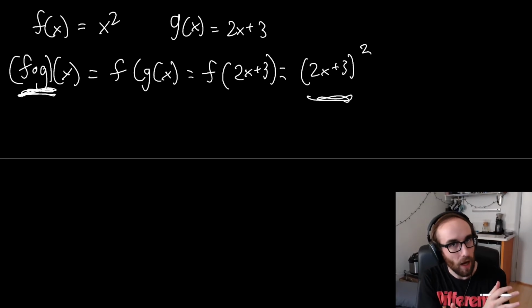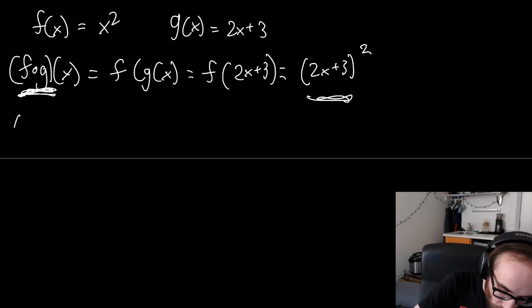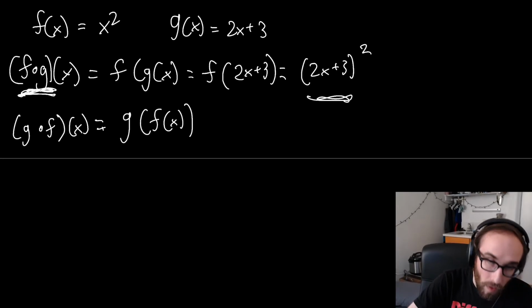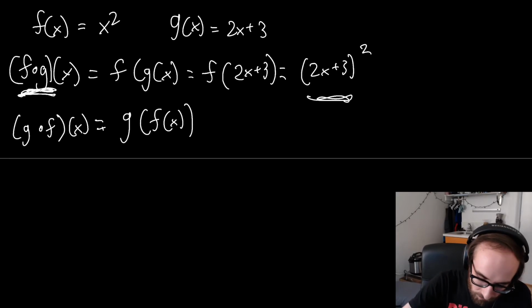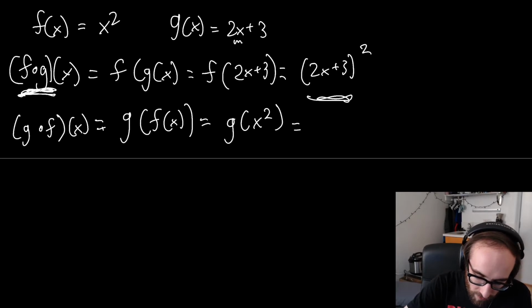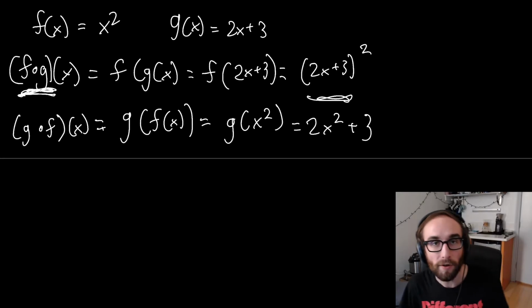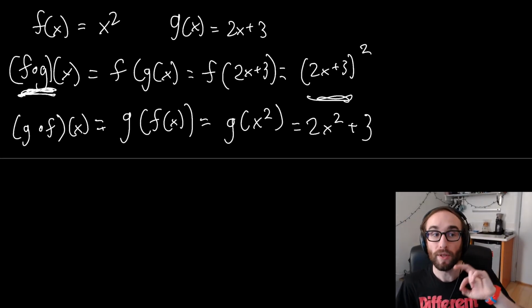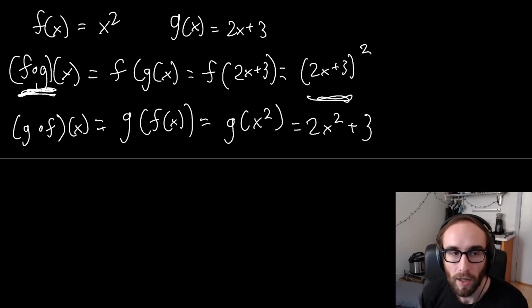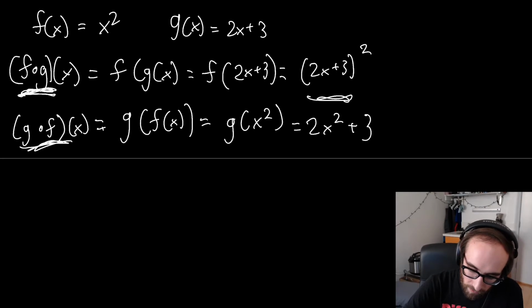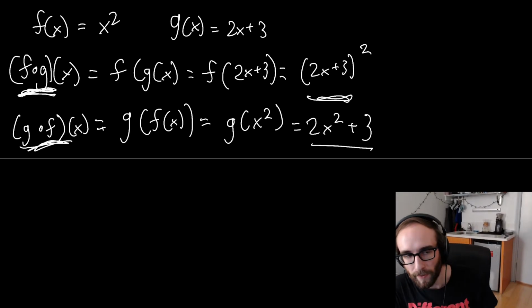We could also compose them in the opposite direction, so the order does matter. We could look at g composed with f of x. So here we're taking g of f of x, so we're plugging f of x into g of x. So in this case, we have g of x squared, so we're taking the x in g of x, replacing it with x squared. We have 2x squared plus 3. So the order does matter. Notice we do end up with two different functions if we switch the order. So composite functions are just taking one function and plugging it into the other. g composed with f of x is 2x squared plus 3.